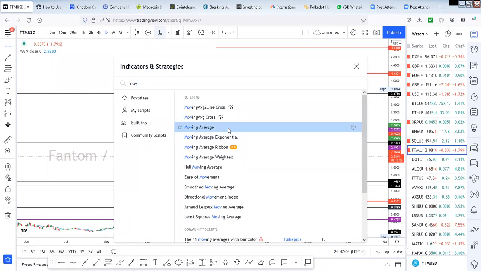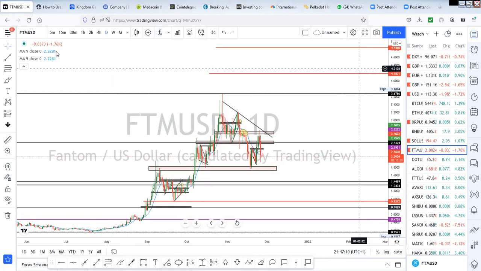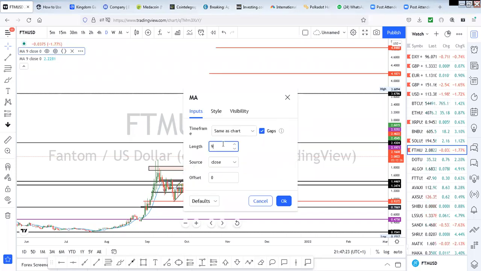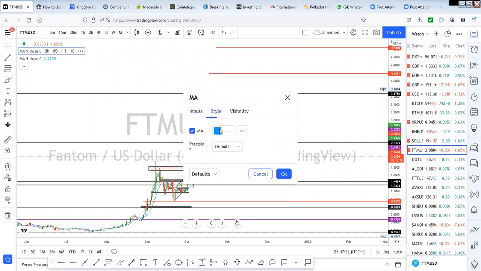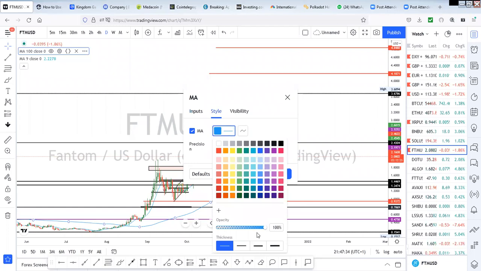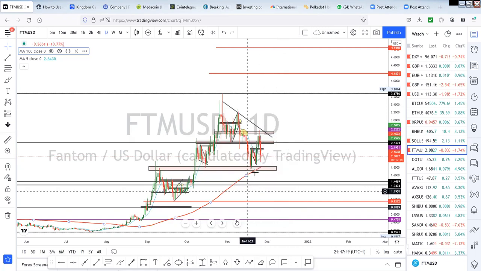So let me add another one. I've added 2. So I will now come here. You can see the settings. We have to set it. Are you seeing settings on my screen? Yes. Then you come here and input what? Let's input 100 moving average. So you come here, put the style. Let me select the color red, so I can be able to differentiate it. Let me tick it. So this is our 100 moving average.